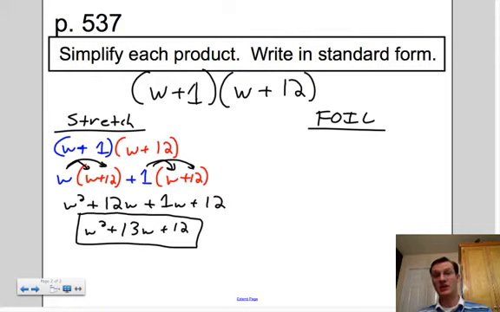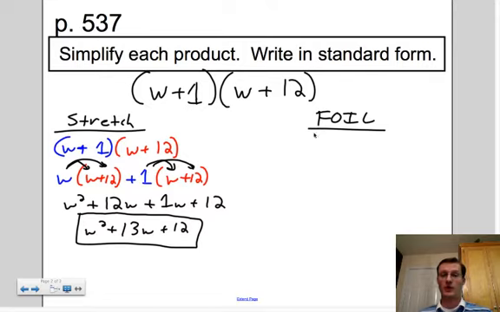There's nothing that can be combined. There are no like terms. There are no terms of the same degree that could be combined together. There's also this idea of you have the descending degree. So degree 2 quadratic, then degree 1 linear, then degree 0 for the constant. So that is in standard form.